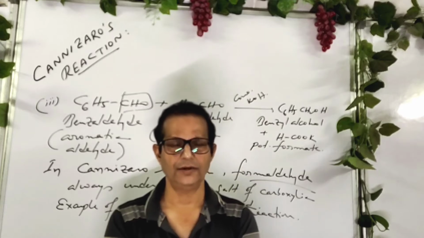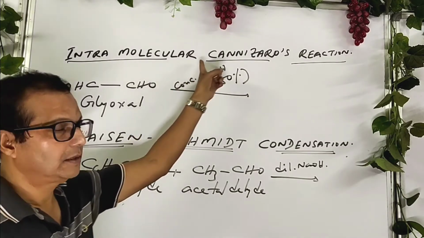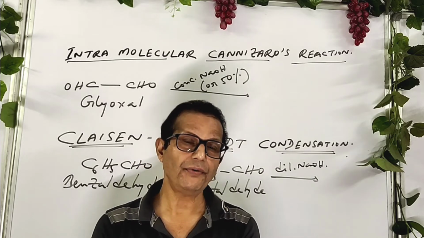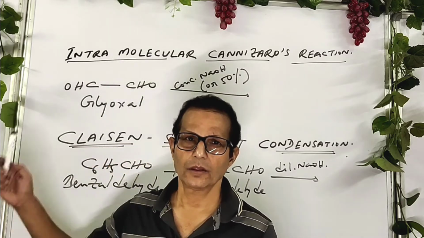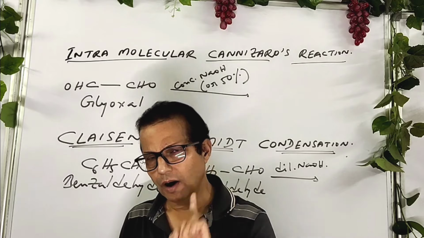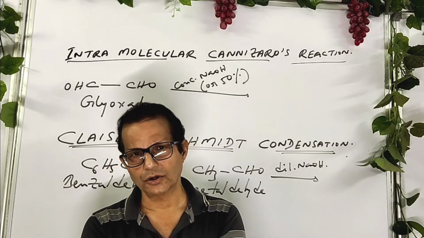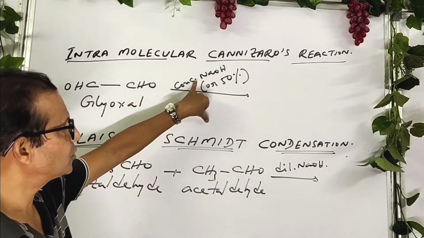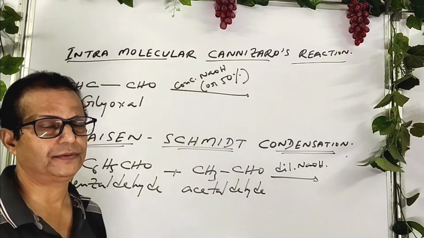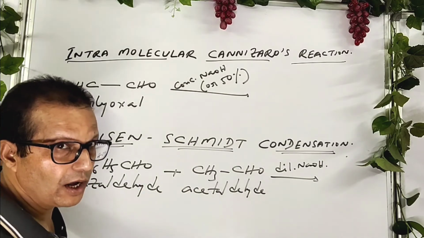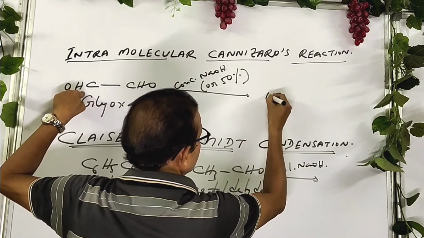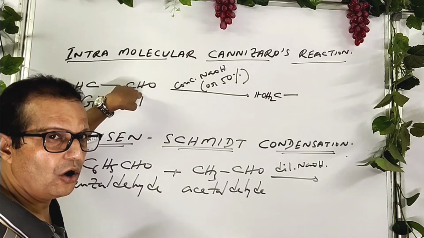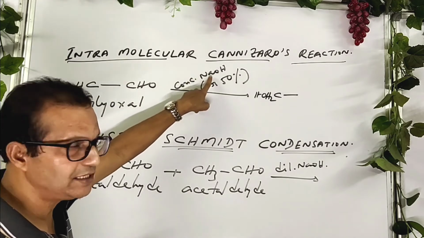So let's understand the intramolecular Cannizzaro reaction. If a compound contains two aldehyde groups, then one aldehyde group undergoes oxidation and the other undergoes reduction. So try to understand it. This is glyoxal. When it reacts with concentrated sodium hydroxide or 50% sodium hydroxide, one group undergoes reduction, and the other undergoes oxidation to carboxylic acid, which changes into a salt.